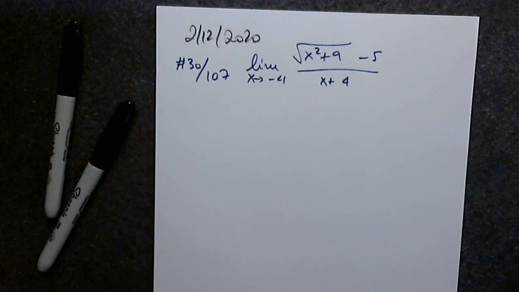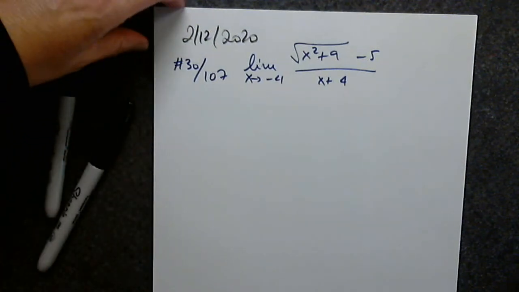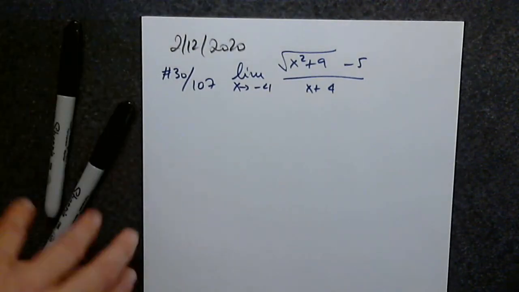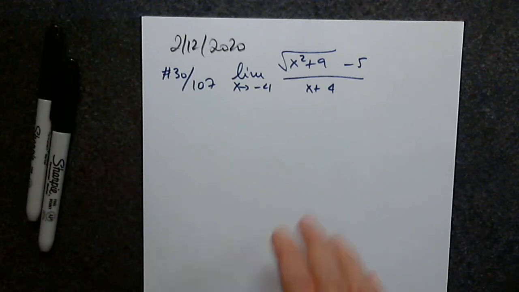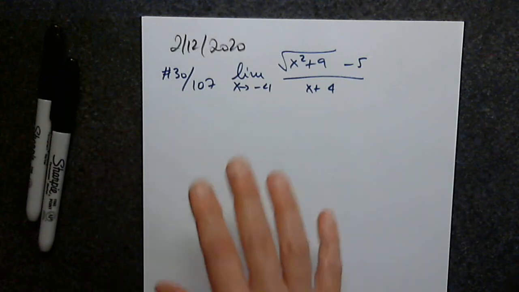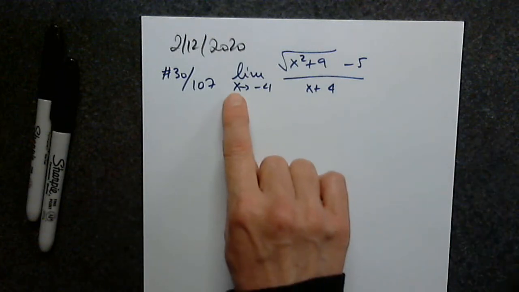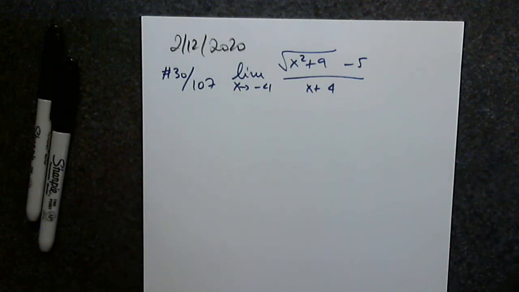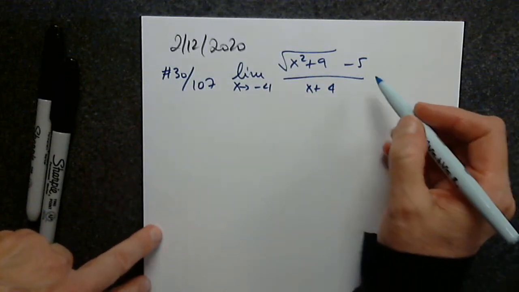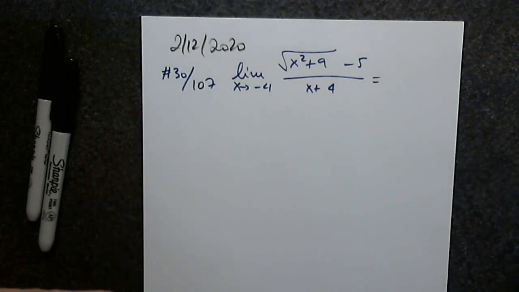Okay, so every time we calculate a limit, we have to plug it in. I know it's a contradiction from what I said before, that x cannot equal -4. This is very clearly carved in stone. X approaches -4 from either side, but does not equal -4. But we do have to plug it in to see what type of limit we have to deal with.